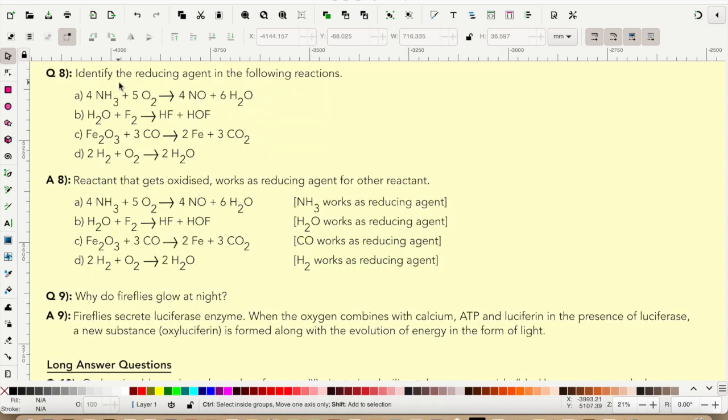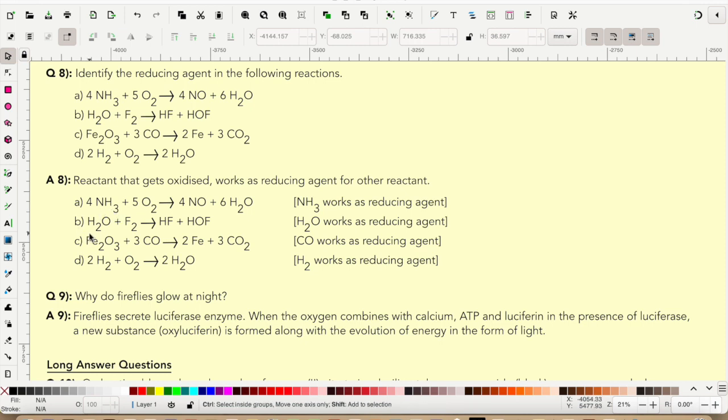Eighth question, identify the reducing agent in the following reactions. In these reactions, we need to identify which reactant is getting oxidized. That reactant will work as the reducing agent for the other reactant. First equation is 4NH3 plus 5O2 makes 4NO plus 6H2O. Here NH3 is losing hydrogen to form NO. That means it is getting oxidized. So it will work as a reducing agent for oxygen. So NH3 works as the reducing agent.